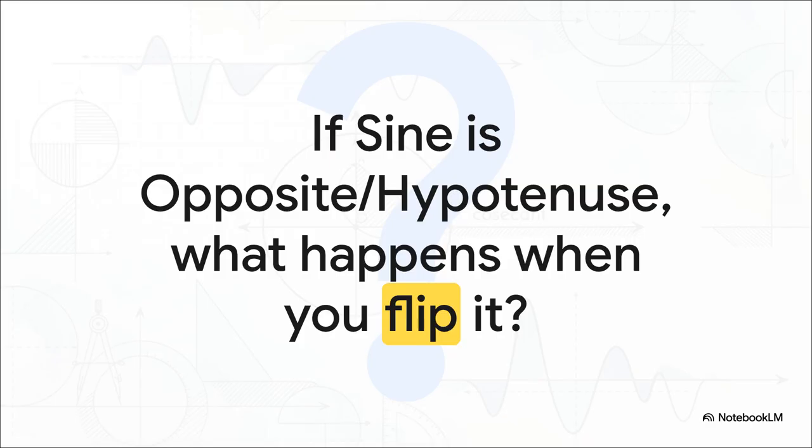So just think about this for a second. We've all got sine down, right? SOH CAH TOA. Opposite over hypotenuse, it's second nature. But what happens if you just flip it? What if you look at hypotenuse over opposite? Well, it turns out mathematicians gave that its very own name, and that's exactly what we're going to unpack today.